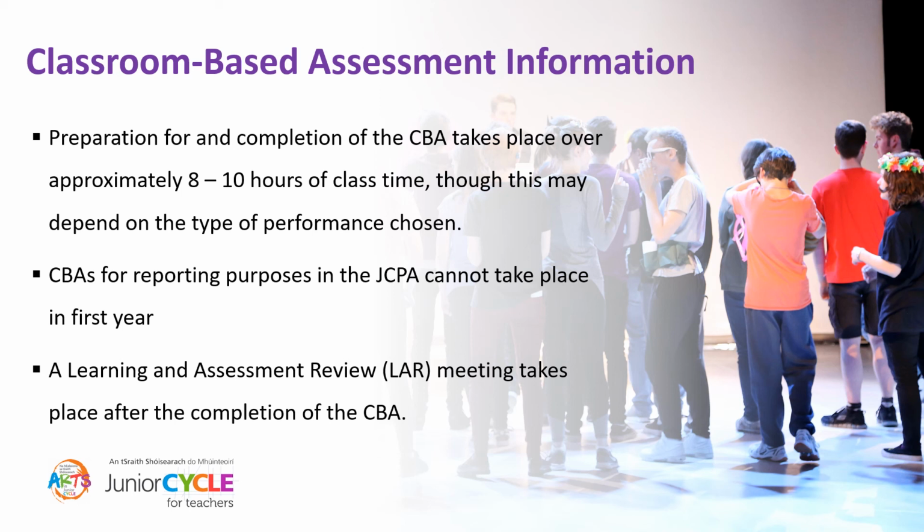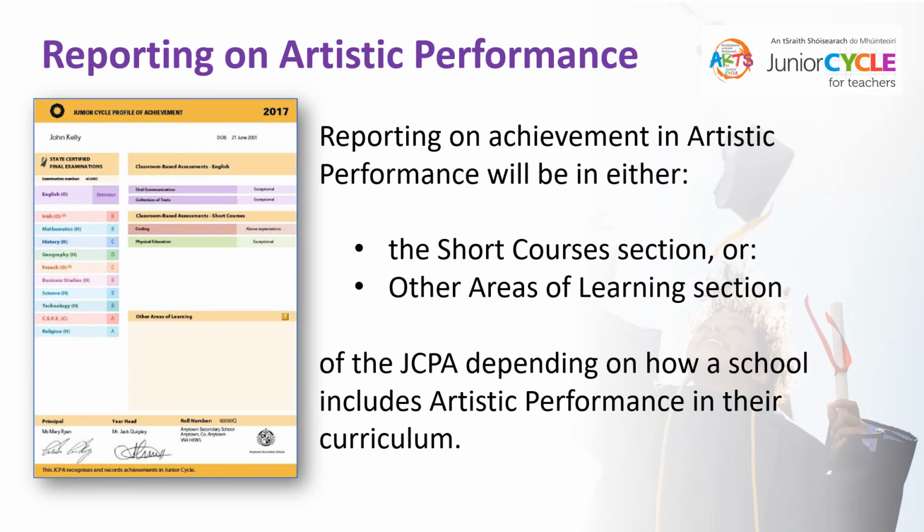CBAs for reporting purposes in the JCPA cannot take place in first year, and a Learning and Assessment Review, or LAR, takes place after the completion of the CBA. Reporting on achievement in artistic performance will be in either the short courses section or the other areas of learning section of the Junior Cycle Profile of Achievement, depending on how a school includes artistic performance in their curriculum.